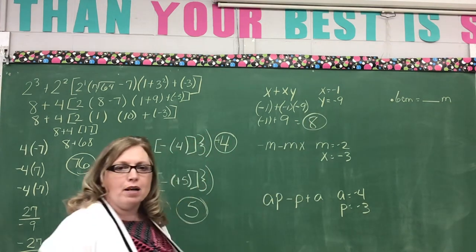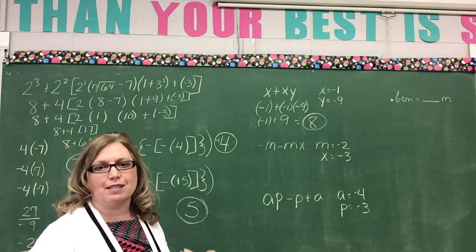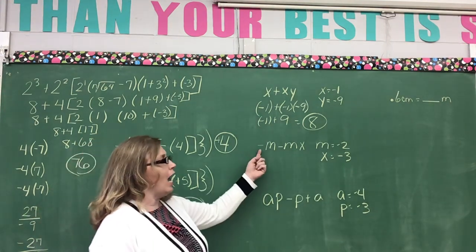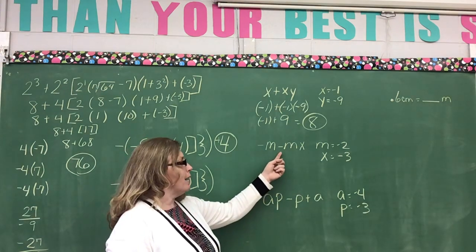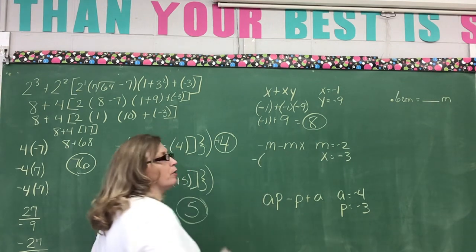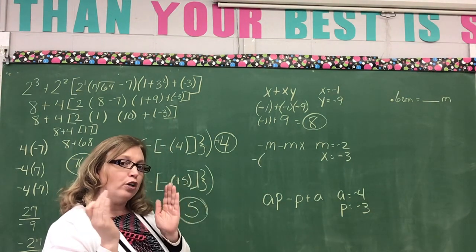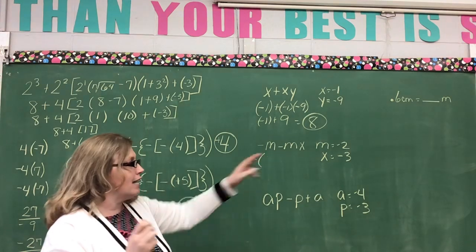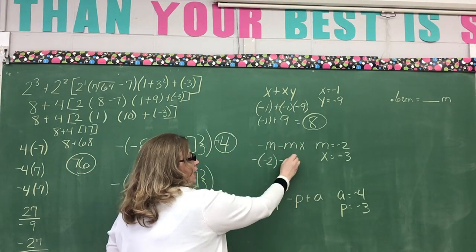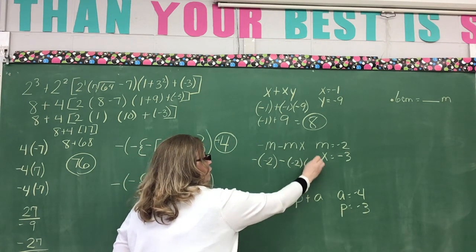Now, I didn't write my positive sign. I don't have to write a positive sign as long as it's a positive number. If it's a negative, I must write the negative. Okay, we have the opposite of n minus mx. We're going to put that in, now we're going to put our number inside parentheses to secure and protect that sign. That sign is a -2. Minus m is a -2 times a -3.